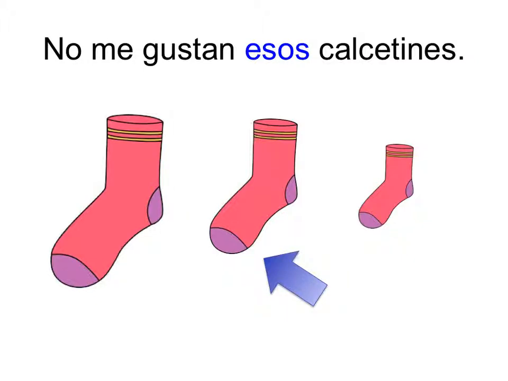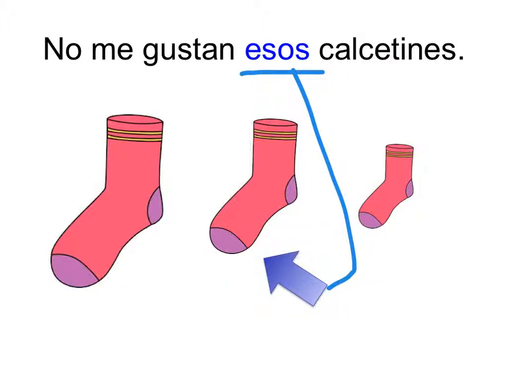¿Entienden? So, no me gustan esos calcetines is saying what? What does esos mean? Those, right? Not these, because these would be the bigger one, and not that one over there, because that would be the small one. The medium-sized one is indicating that it's not truly far away, but it's close enough, but it's not right in front of us.